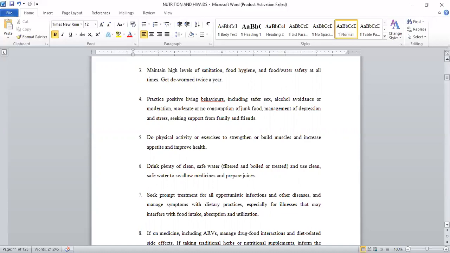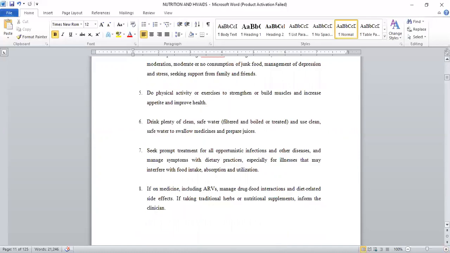Then lastly, if on medication, including ARVs, manage drug-food interaction and diet-related side effects. If taking traditional herbs or nutritional supplements, inform the clinician. So this is for a person who is positive, a person who is infected.